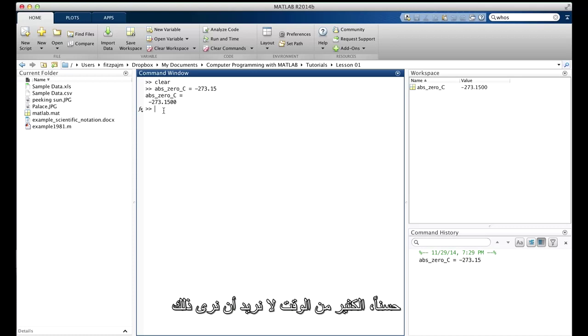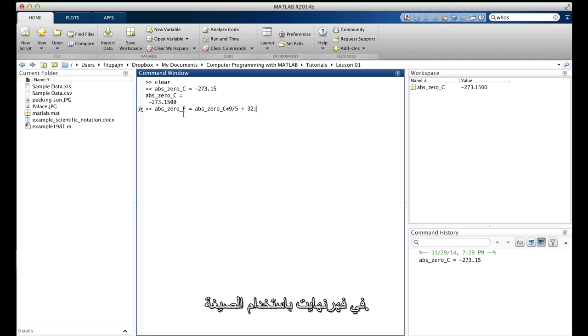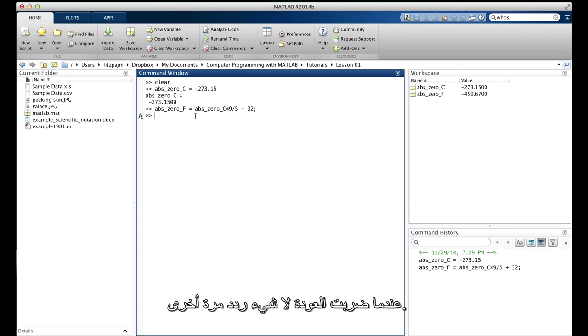Well, a lot of time we don't want to see that. We just want to assign it and have nothing happen. Let's do another assignment. What I'm doing is setting absolute zero in Fahrenheit by using the formula. But this time I put a semicolon on the end. When I hit return, nothing's echoed back. But over here in the workspace, something actually happened.